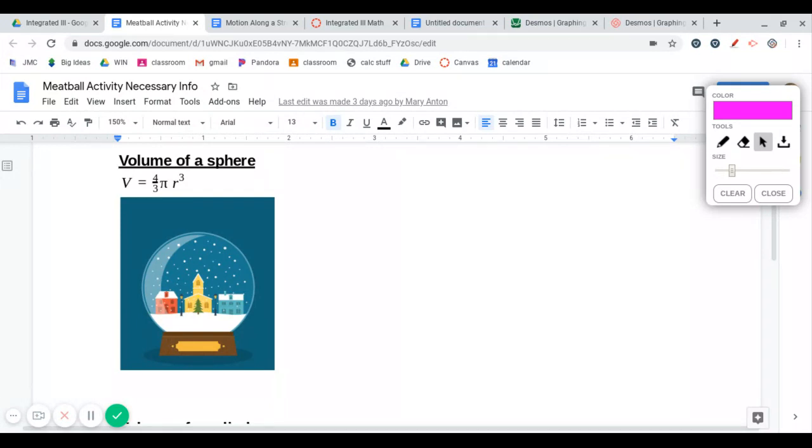So in this video we'll cover volume of a sphere, volume of a cylinder, and the concept of displacement, which is important when you're putting meatballs into a pot of sauce. Okay, so first up, volume of a sphere.